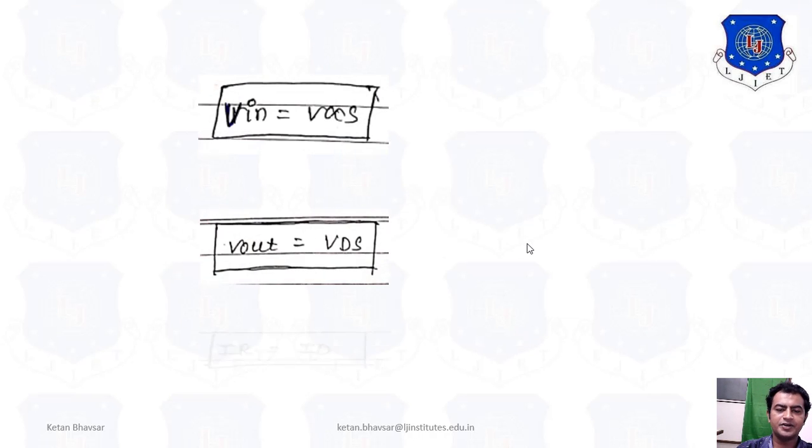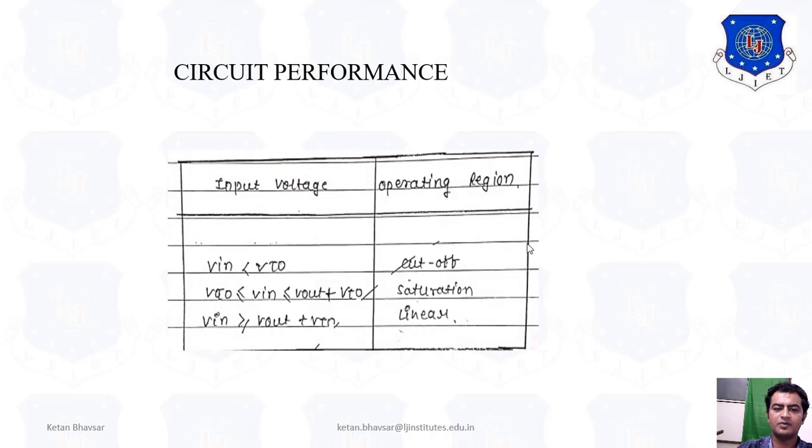Now, circuit performance. Basically we have three operating regions: cutoff, linear and saturation. If Vin is less than VTO, then it is in the cutoff region, meaning below the threshold voltage. If the input voltage is greater than the threshold voltage, then the channel will be formed and it is in the linear region. But if you increase VDS more and more in terms of Vin, then when VTO is less than or equal to Vin, which is less than or equal to Vout plus VTO, it is in the saturation region.